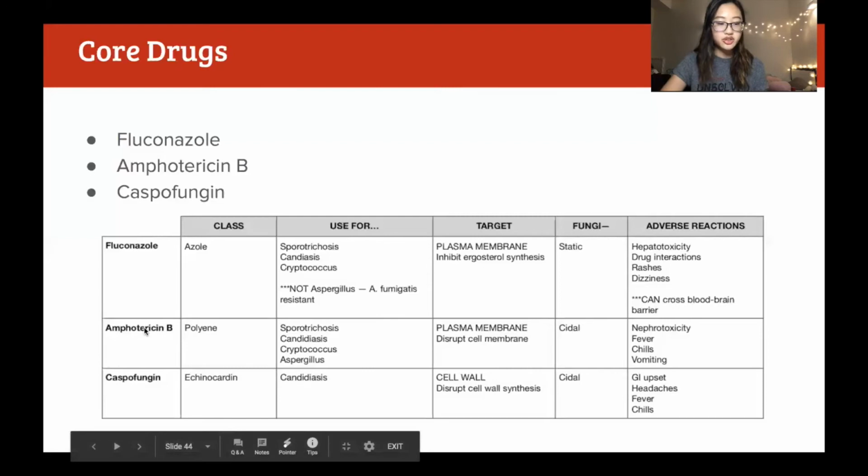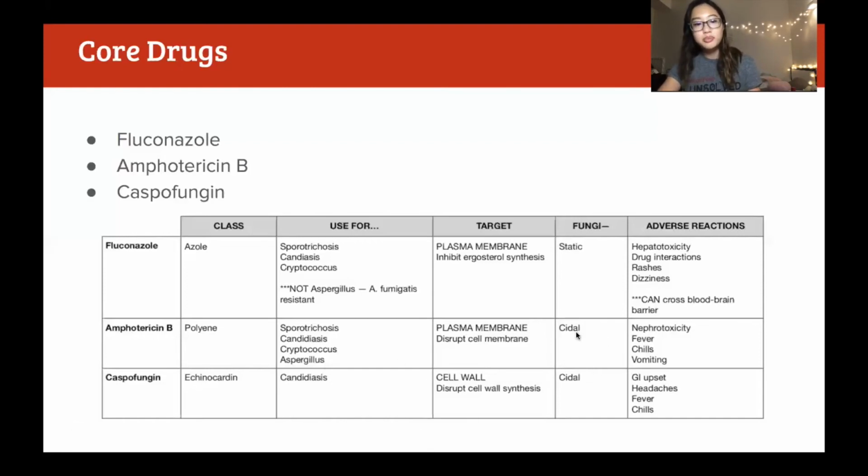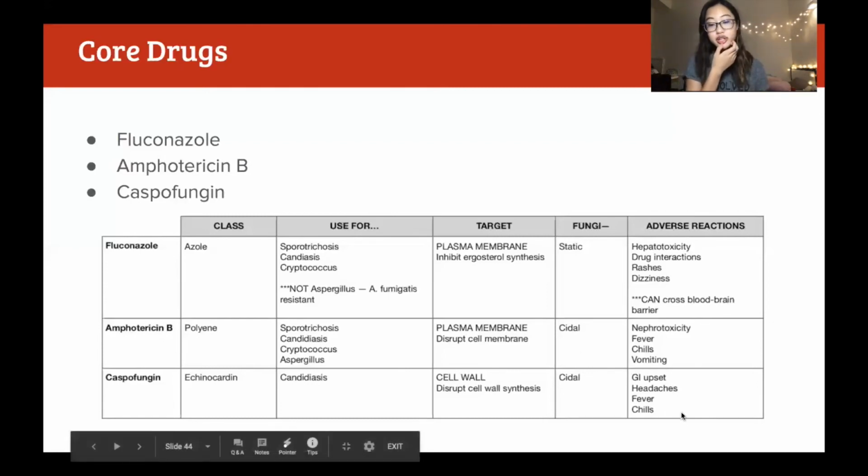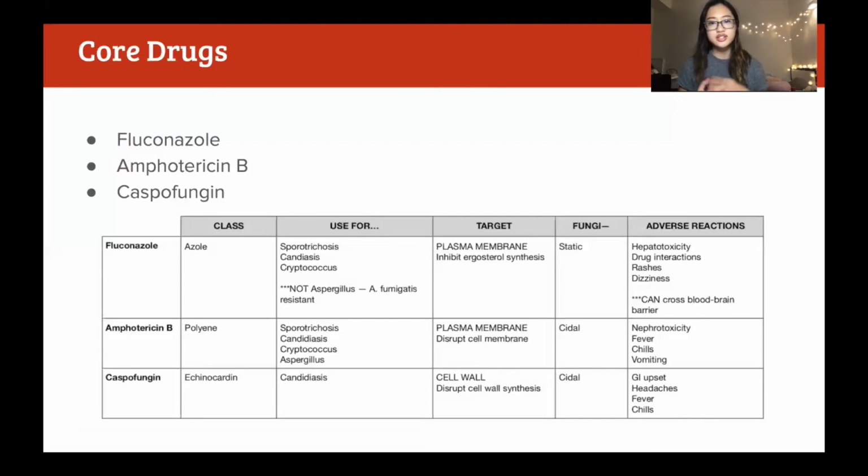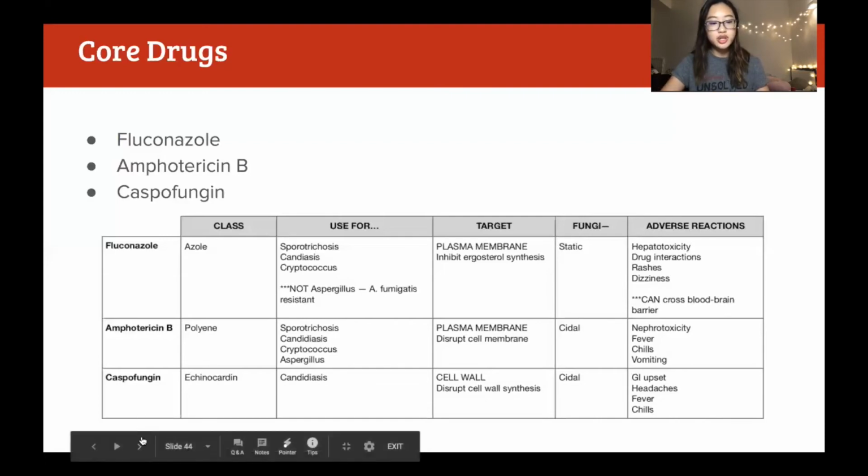And yeah, not too much on that, but caspofungin, it's an echinocandin, if I'm pronouncing it right. It works on candidiasis and it disrupts cell wall synthesis. Both amphotericin B and caspofungin are fungicidal, which means that it actually kills fungi. And you should also remember that caspofungin has GI upsets as one of its side effects. And by that we mean nausea, vomiting, stomach pains, predisposition to stomach ulcers, that sort of thing.